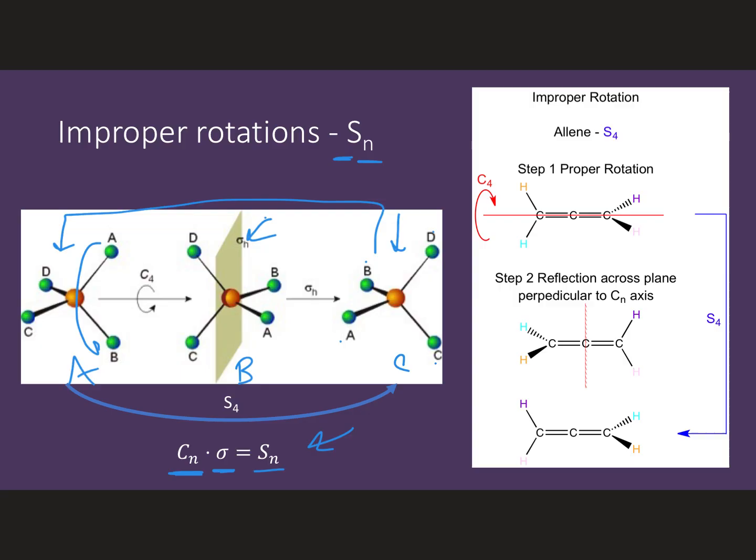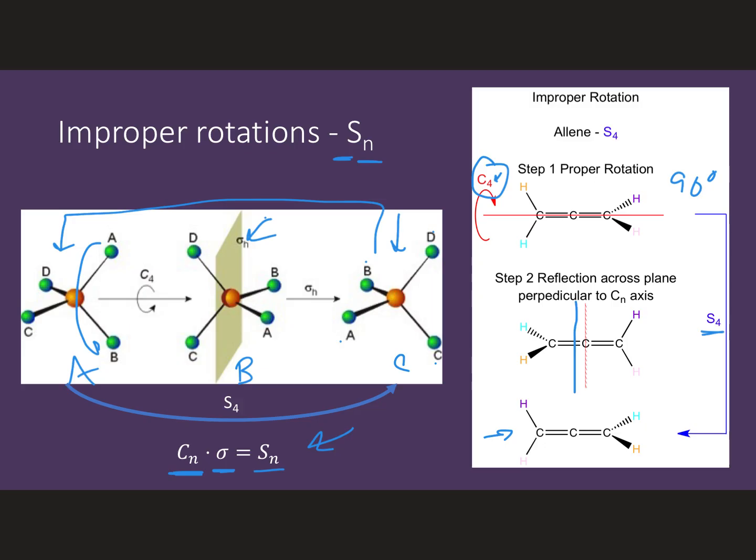Allene also has what we would call an S4 rotational axis, because what we're going to start with is a C4 rotation. So that's where our 4 is coming from here. That's a 90-degree rotation that we're doing here. And then we're going to have our symmetry plane here that we're going to reflect across so that we get back to the structure that looks identical to where we started from. This is an S4 symmetry improper rotation.